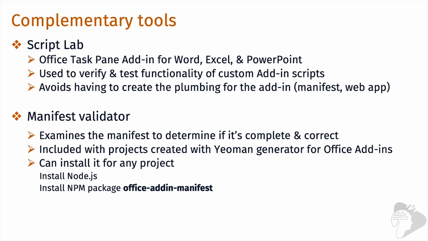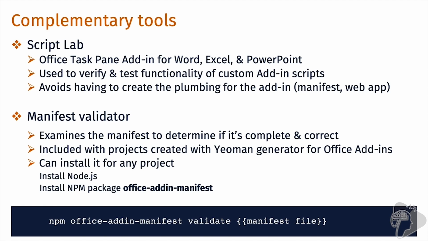The other thing that we have is called a manifest validator. It's going to examine your manifest to make sure that everything that needs to be there is complete and that it's all correct. This is included with projects that are created with the Yeoman generator that I just talked about a minute ago. But if you chose to use Visual Studio, then it's just a Node.js based tool. So you just have to have Node installed, then you install the Office add-in manifest validator, run the validator and pass in the path to the manifest file, and it will go through and validate that for you.